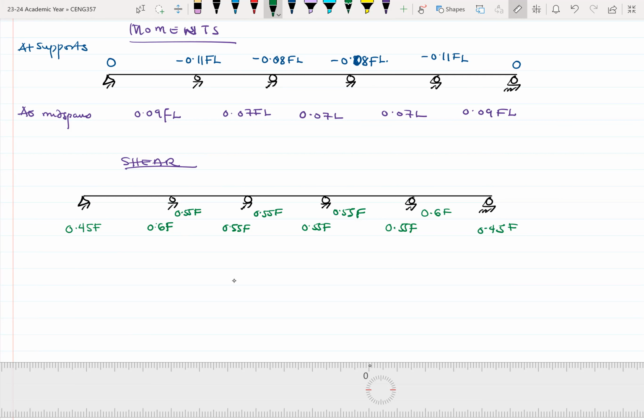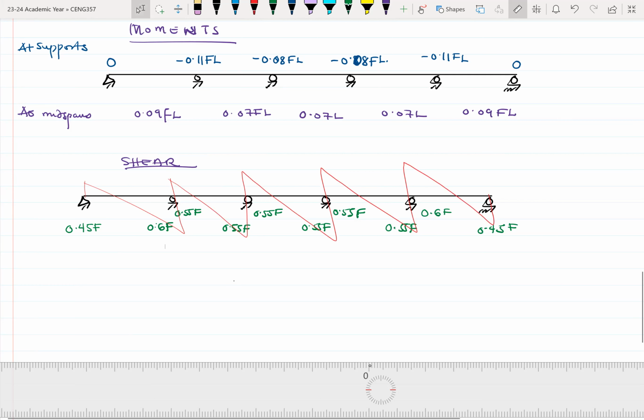And since it's a UDL, we do know that our shear force diagram will look like this. Okay. This is how our shear force diagram will look like. All right. And in the case of the moment, typically this is how our moment will look like. All right. So at least we have an idea of why, so that we don't go through the normal analysis that we do. Okay.